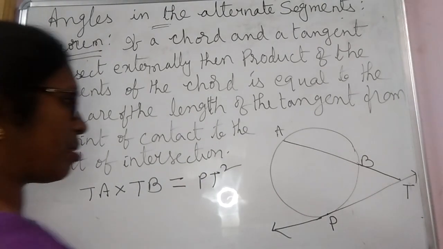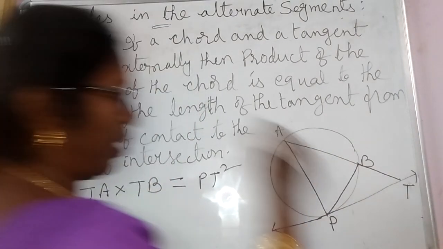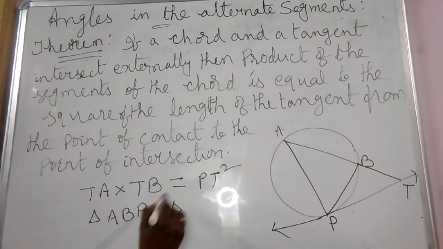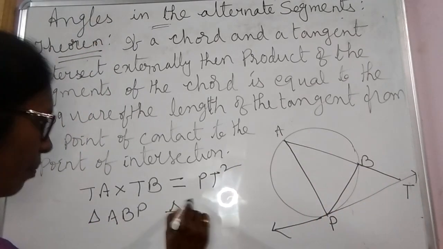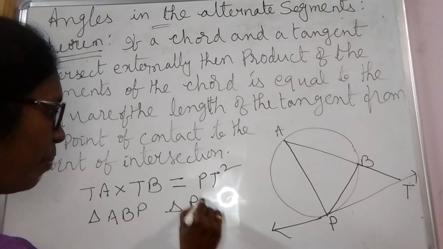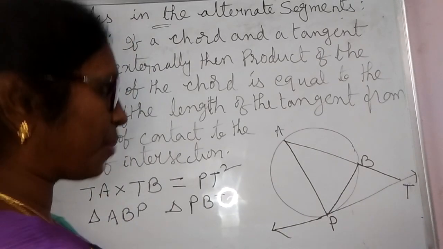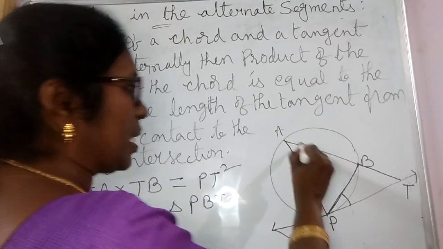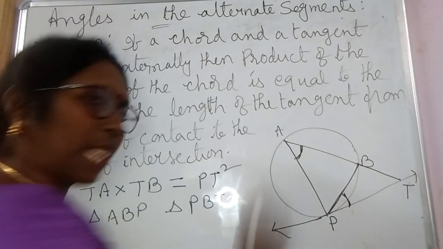In order to prove this, let us join AP and also BP. Now we got two triangles, triangle ABP and triangle PBT. Just now you have learned in the theorem that the angle between the chord and the tangent is equal to the angle in the alternate segment. So this angle is equal to this angle.